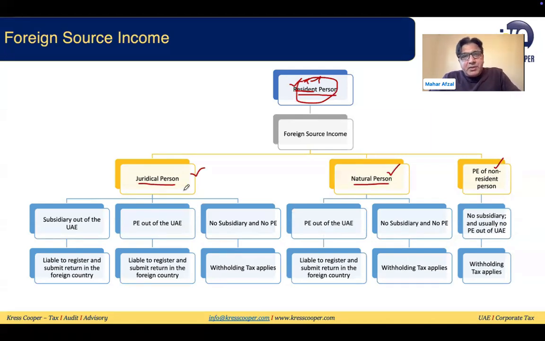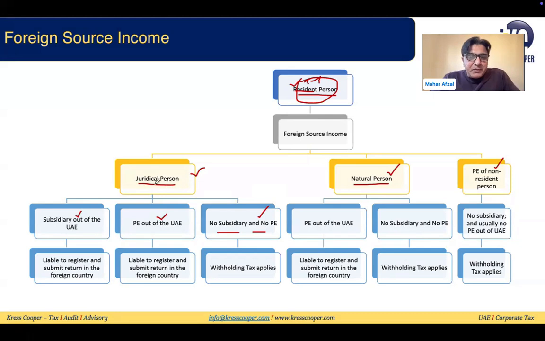Now, the resident juridical person is a company which is established in the UAE. The company is incorporated in the UAE, or is being controlled and managed from the UAE. If the company is incorporated in the UAE, there is a possibility this company has a subsidiary out of the UAE. There is a possibility this company has a PE out of the UAE. There is a possibility there is no subsidiary, no PE, but they are generating income that is subject to withholding tax provisions.